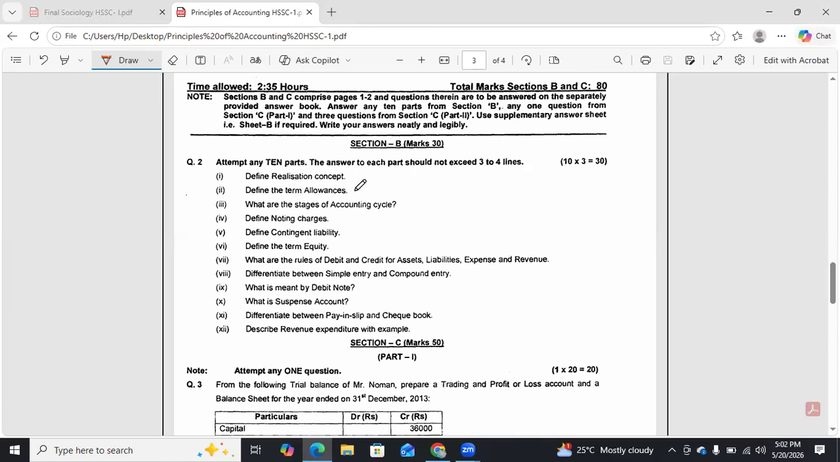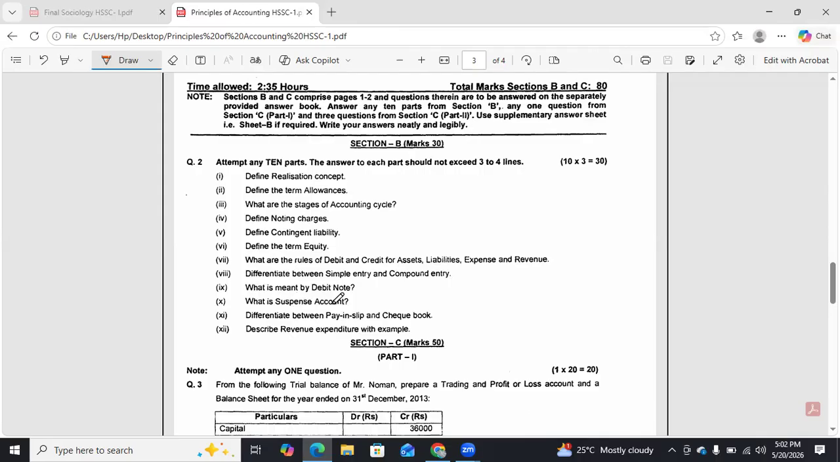Define the term allowances. What are the stages of the accounting cycle? Define noting charges. Define contingent liability. Define the term equity. What are the rules of debit and credit for assets, liabilities, expense, and revenue? Differentiate between simple entry and compound entry.